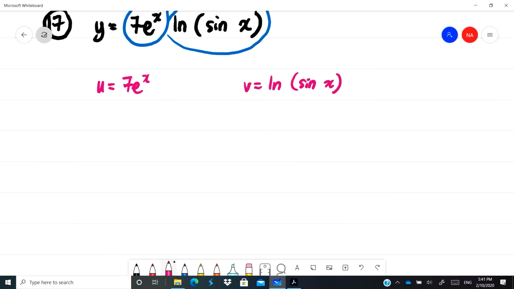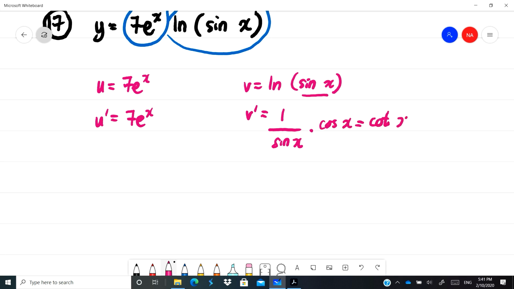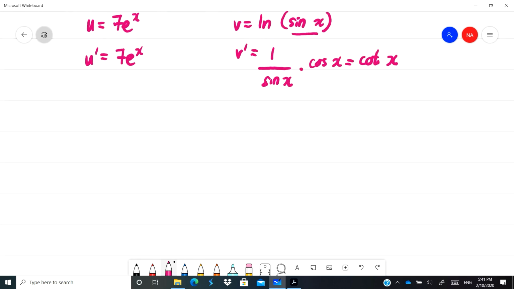So now u prime will give you 7e to the power of x, unchanged. So v prime will give you 1 over sine of x. Differentiating sine of x will give you cos of x. Again, this will give you cotangent x. So you have to plug it into the formula. Before you use the formula, write the formula first. So dy over dx is given by uv prime plus vu prime.